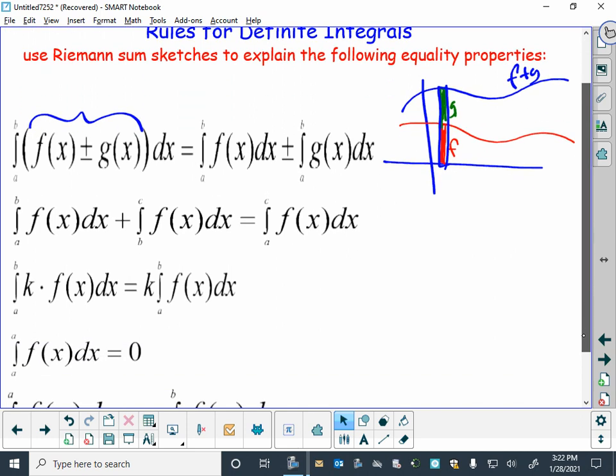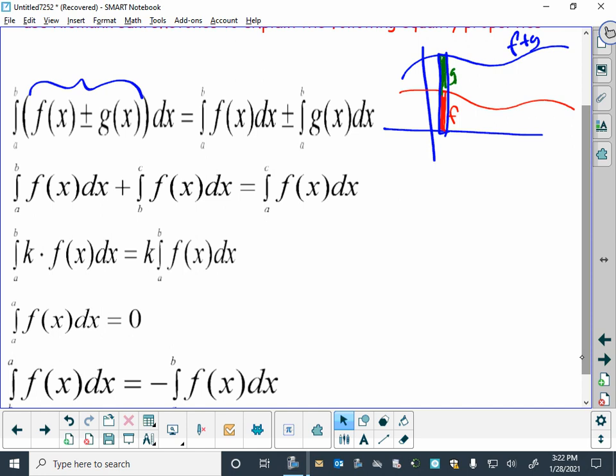Okay. Our second one in here, if we look carefully at what we've got, this is A, this is B, this is B, this is C. Okay. So this is saying we've got one function.